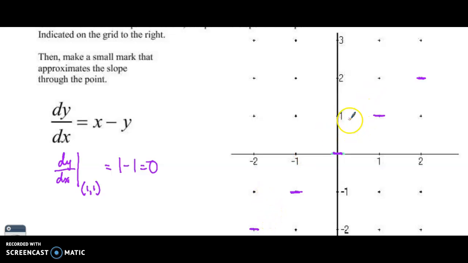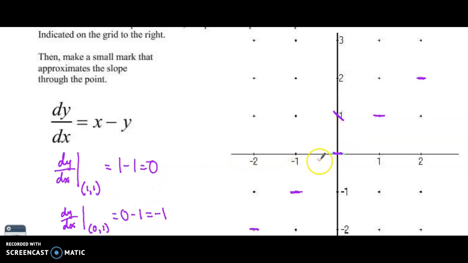And then I'll just think about, well, what would happen if I had, I don't know, (0, 1). If I did dy/dx at the point (0, 1), well, that tells me that x would be 0, y would be 1. Well, 0 minus 1 would give me -1. So I would imagine I'm drawing a diagonal line with a slope that's negative. And then I like to think about, well, where else would I get that same slope?